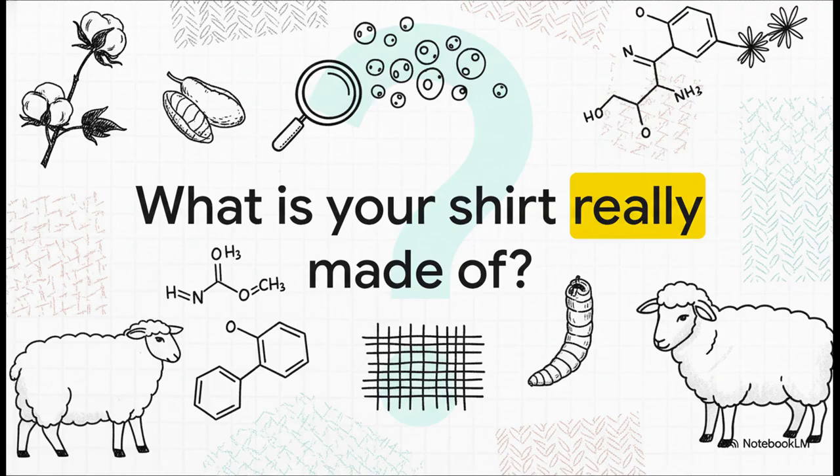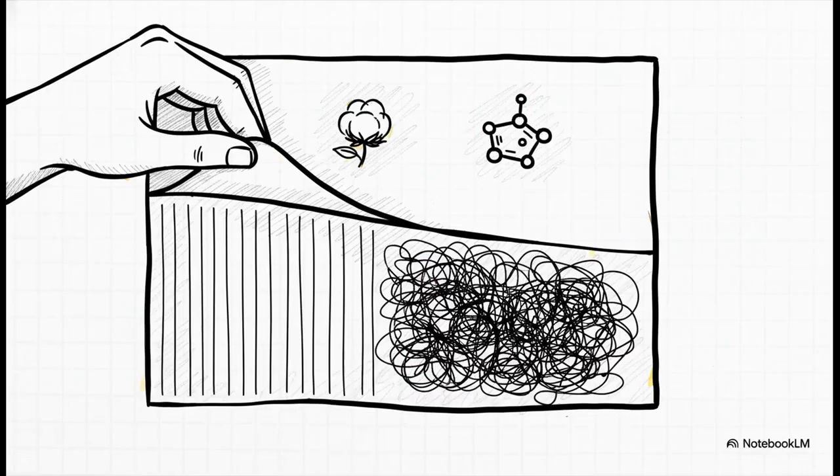So, go ahead, take a look at what you're wearing right now, and ask yourself a simple question. What is this thing really made of? And look, if you said cotton or polyester, you're not wrong, but you're only just scratching the surface. The real answer is way more fascinating. It's all about a constant battle between order and chaos, right down at the molecular level.